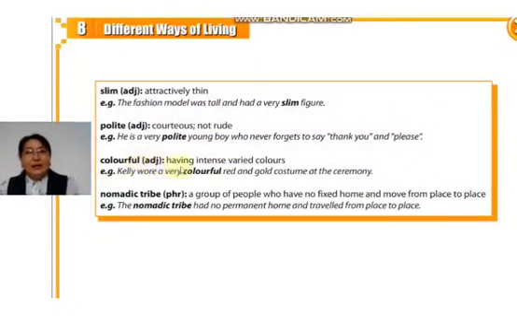Colorful, meaning having intense varied colors. For example, Kelly wore a very colorful red and gold costume at the ceremony. Nomadic tribe, meaning a group of people who have no fixed home and move from place to place. For example, the nomadic tribe had no permanent home and traveled from place to place.